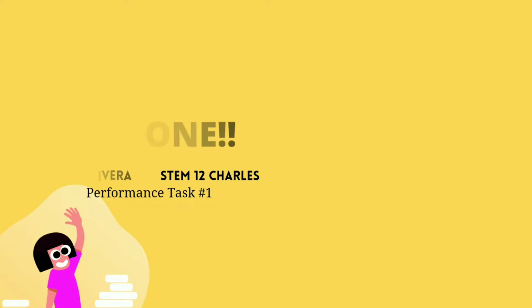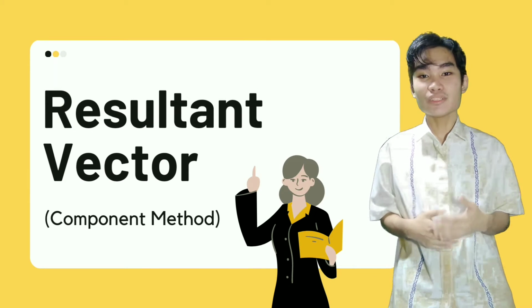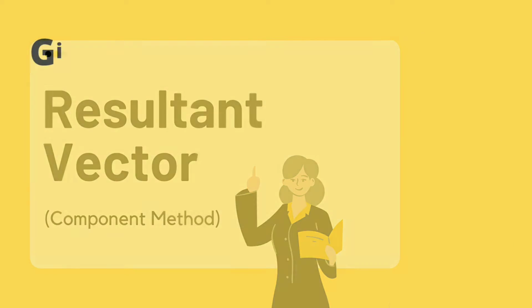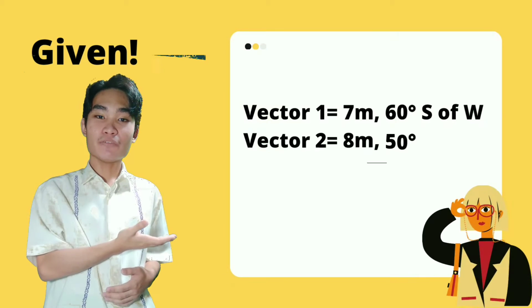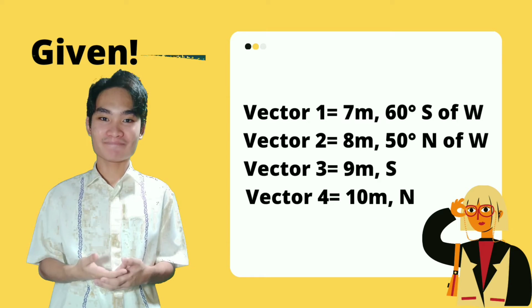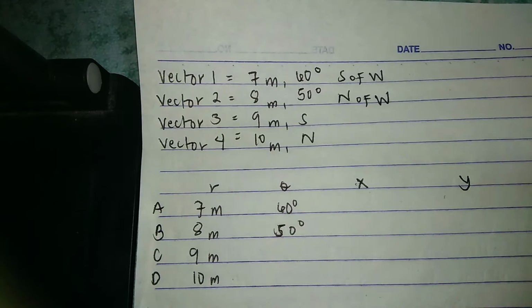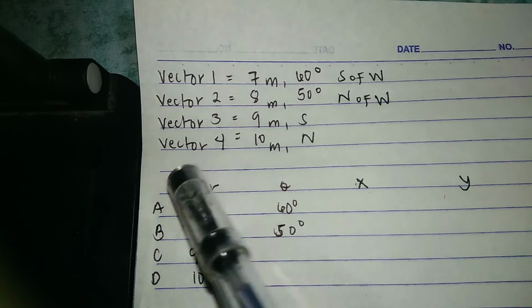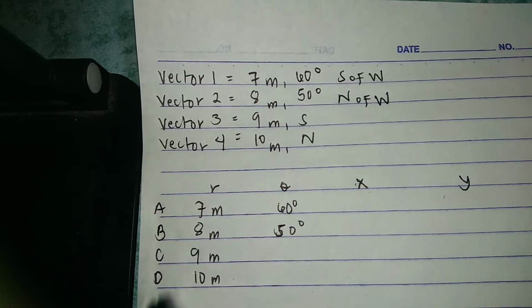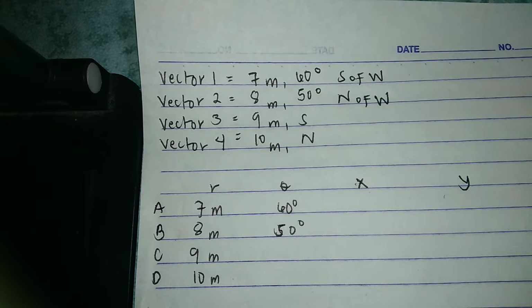Physics. So our topic for today is all about resultant vector using component method. This is our given from vector number 1, 2, 3, and 4. As you can see, this is our given. The letter A, B, C, and D represent the vector 1, 2, 3, and 4.